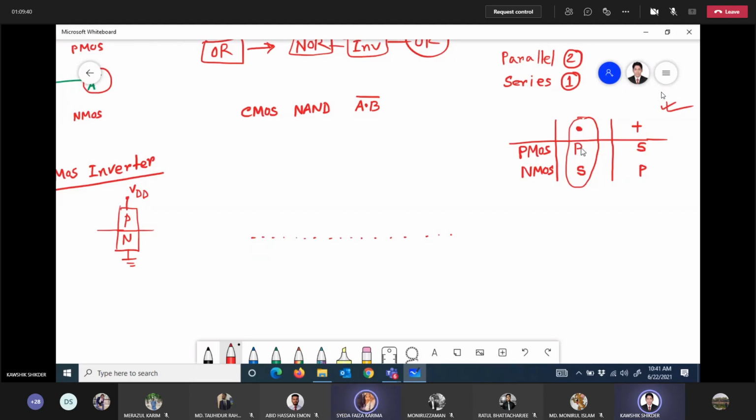So PMOS should be parallel. So 2 inputs, A and B. So how many MOSFETs are required? How many PMOSFETs are required to implement this one?